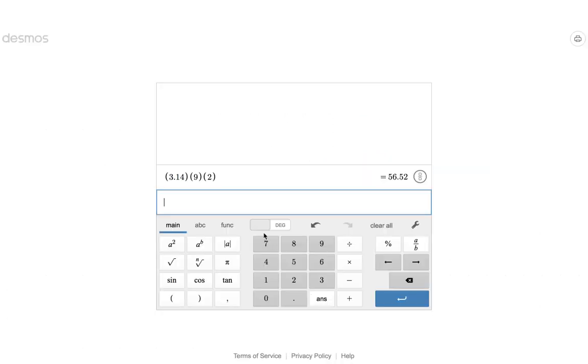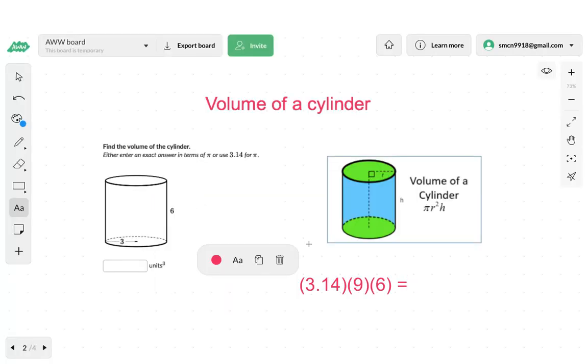Okay, so I'm going to go to my Desmos calculator. I'm going to put 3.14 multiplied by 9 and multiplied by 6. So this is exactly how you can put it into the calculator. You're going to get 169.56. So that's a final answer. Okay, so this is just straight plugging into the formula.